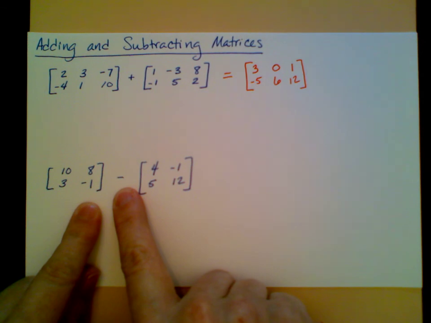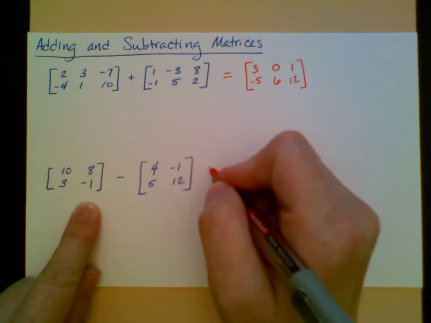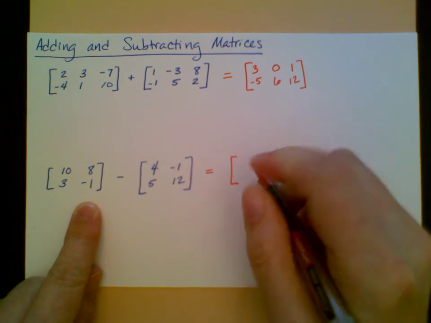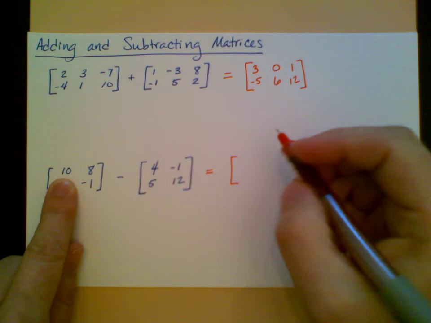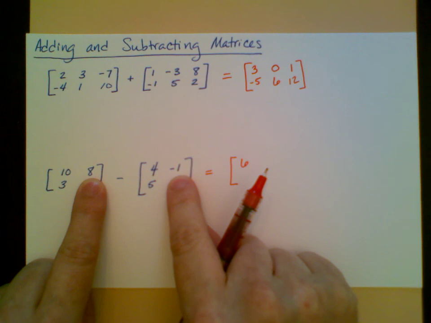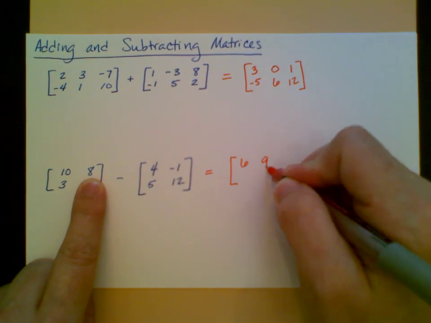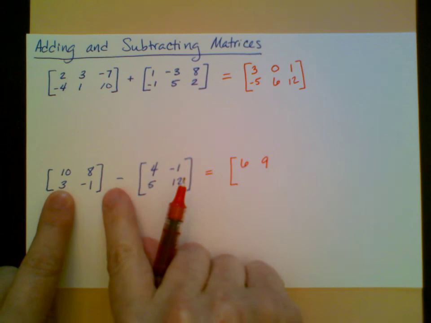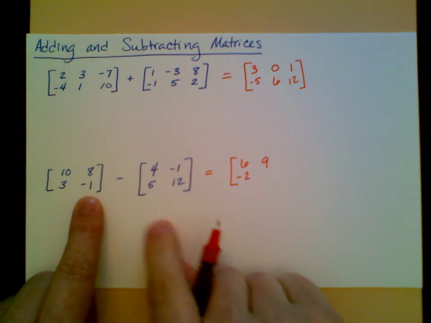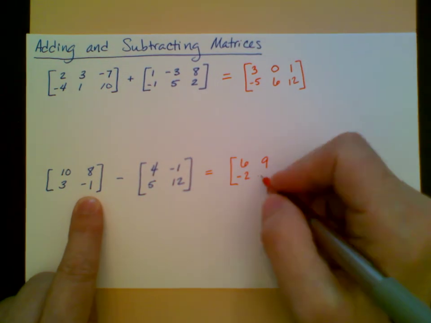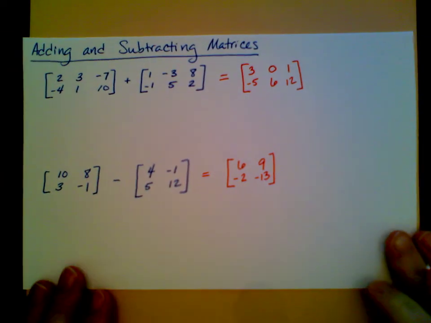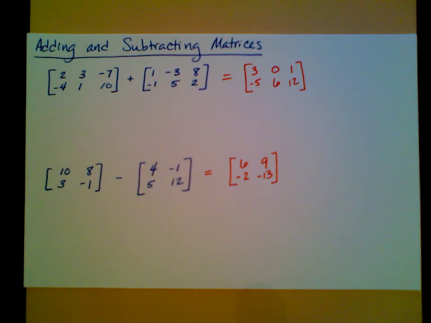This time, instead of adding, I'm subtracting. The idea is the same. I'm just going to be subtracting the corresponding elements. So 10 minus 4 is 6. 8 minus negative 1, well, that's the same as 8 plus 1, so that's 9. 3 minus 5 is negative 2, and negative 1 minus 12 is negative 13. And that is adding and subtracting matrices.